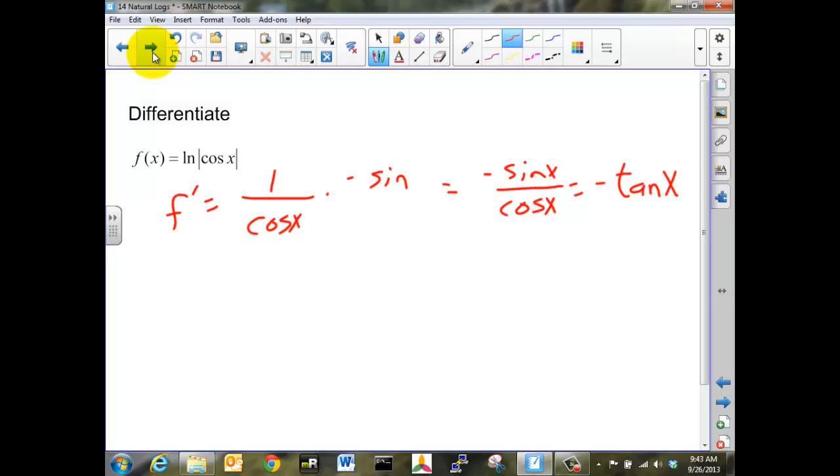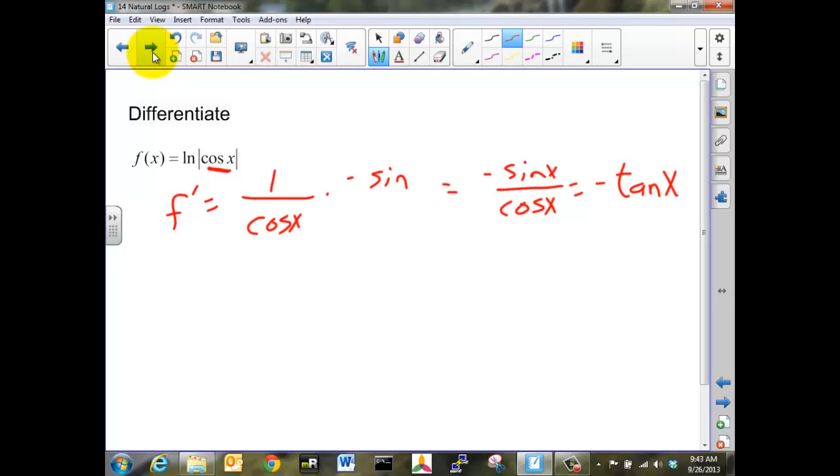Okay. What does absolute value do? It makes whatever the answer is positive. It makes whatever the answer of this is positive. Okay? It's not going to affect our derivative. That's the way we're going to approach it right now. Okay?